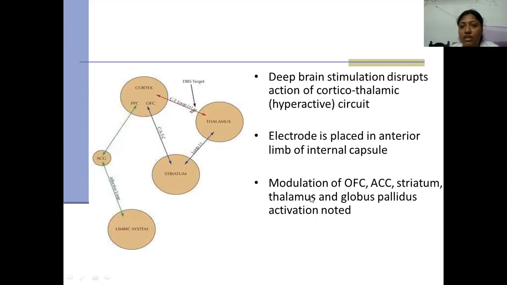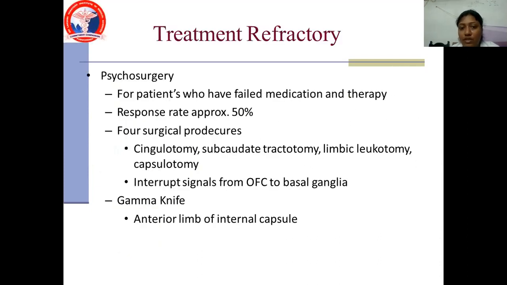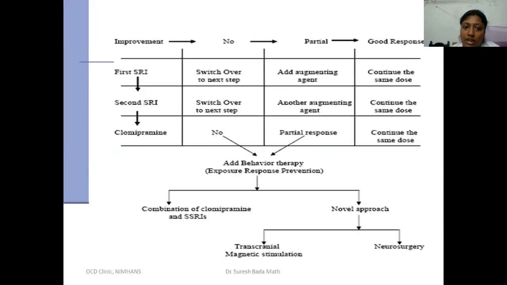Now this is in very resistant cases. People are still doing it, but it is for more severe cases. Now, treatment refractory psychosurgery, basically now we don't follow this, but there are still people doing it who have failed medication and therapy. Response rate is only 50%. Now, it's actually cingulotomy, subcaudate tractotomy, limbic leucotomy, capsulotomy, which interrupt signals from OFC to basal ganglia, and gamma knife, that is the anterior limb of the internal capsule.